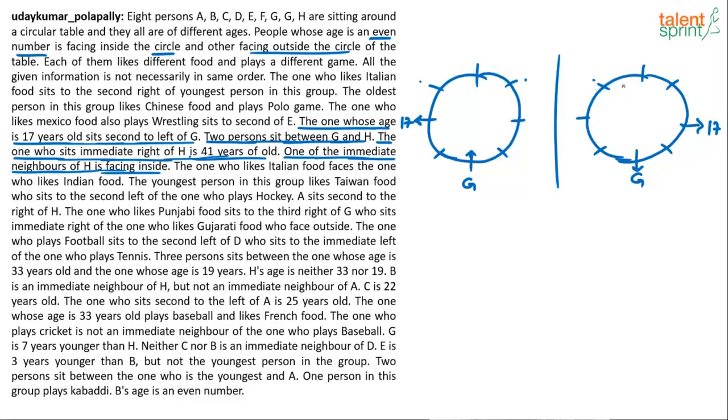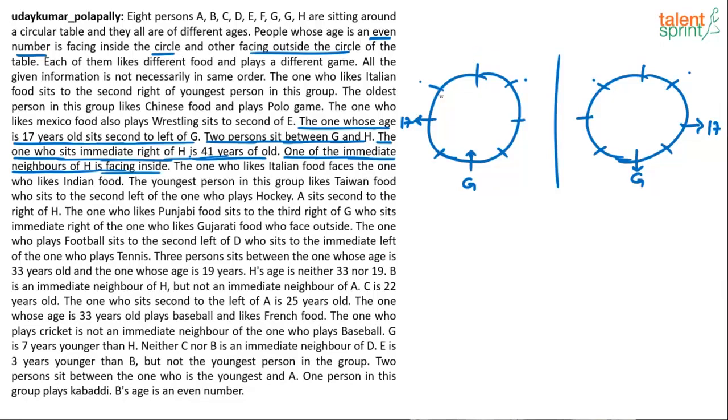In this case also, H can come here or here. Yes or no? How do we know that? 2 persons sit between G and H, so 1 or 1 here. Here also, 1 or 1. Okay, now remember, what do we know? The one who sits immediate right of H is 41 years old. So obviously one of the neighbors of H is 41. Yes or no? The one who sits immediate right of H is 41 years old. So if H is here, this neighbor is 17. So obviously the other neighbor has to be 41.